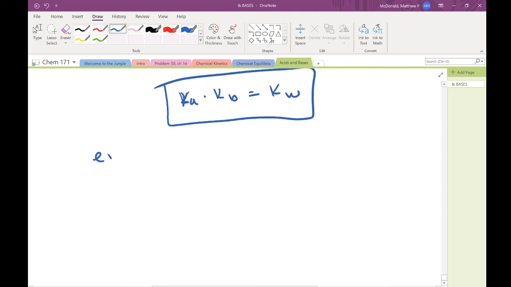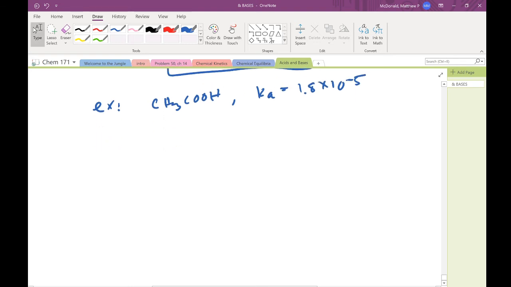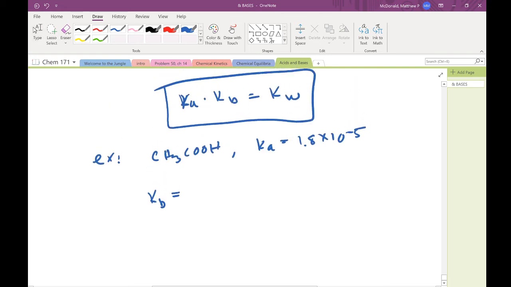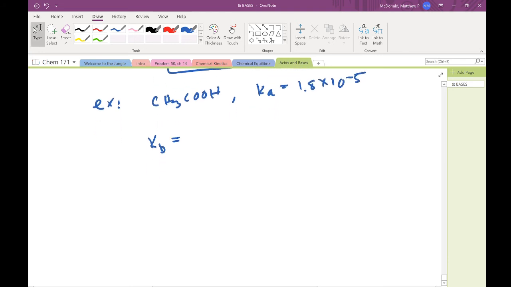For example, acetate and acetic acid. We have CH3COOH. We know the Ka is equal to 1.8 times 10 to the minus 5. What if we want to know the Kb of the acetate ion? Say we make some solution of sodium acetate and we have some concentration of acetate ion in solution, and we want to know what the pH will be. We need the Kb for this, and we can calculate the Kb by using our relationship above. Ka times Kb is equal to Kw. So we know that Kb is equal to Kw divided by Ka.